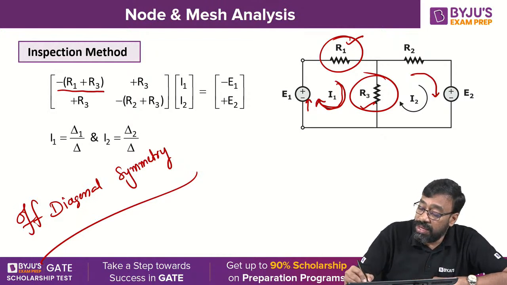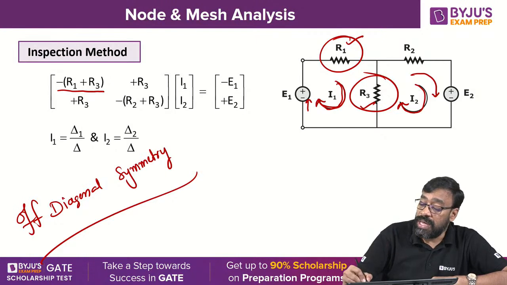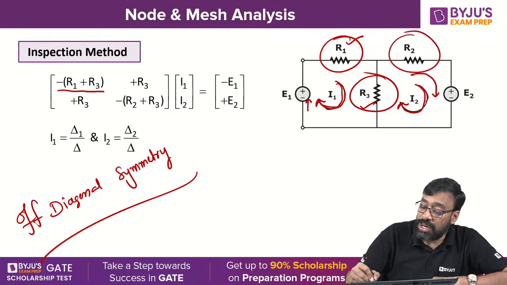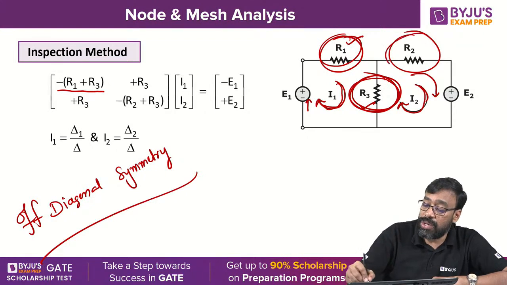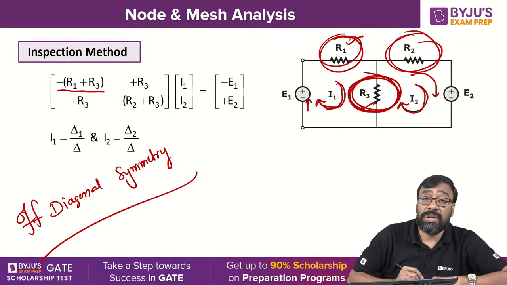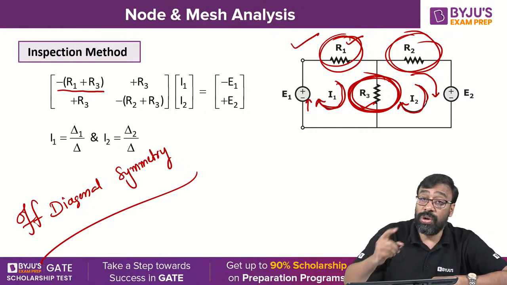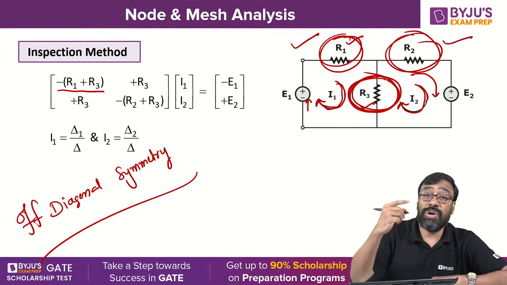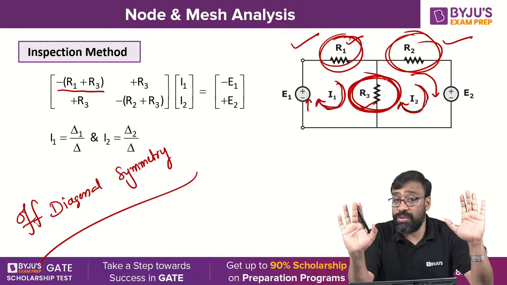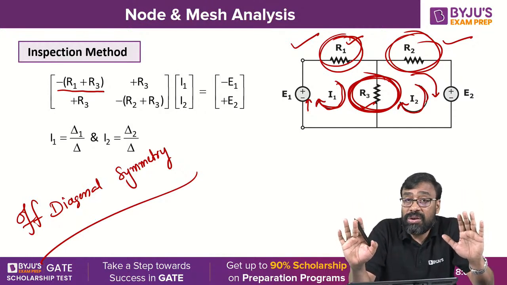Similarly, look at this, in the second loop, I2 is passing through R2 and R3, because R1 and R3 belong to the first loop, and R2 and R3 belong to the second loop. R3 belongs to both the first and second loop. R1 belongs to only the first loop. R2 belongs to only the second loop. I think this is very clear to all of you, right? Yes, sir, all of you, okay?